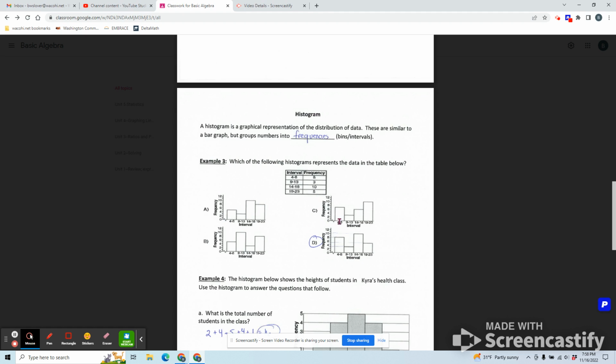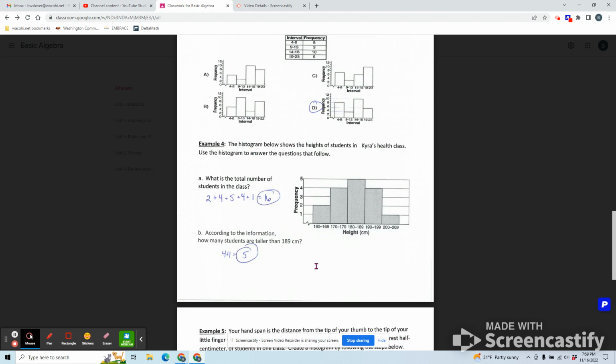So I just go through and I try and find which one matches that information. So my intervals were 4 to 8, 9 to 13, 14 to 18, 19 to 23, and they all have the same intervals. So then it's just the frequency that we have to check. And letter D was the only one that matched that information.